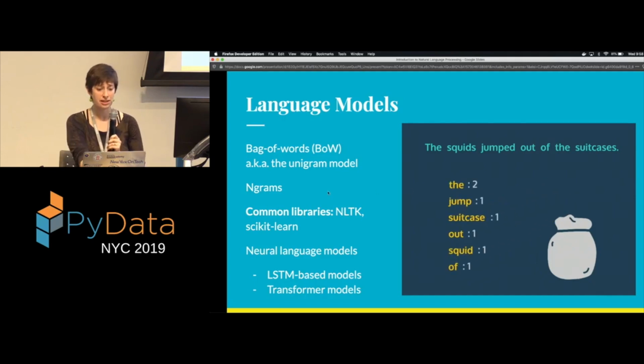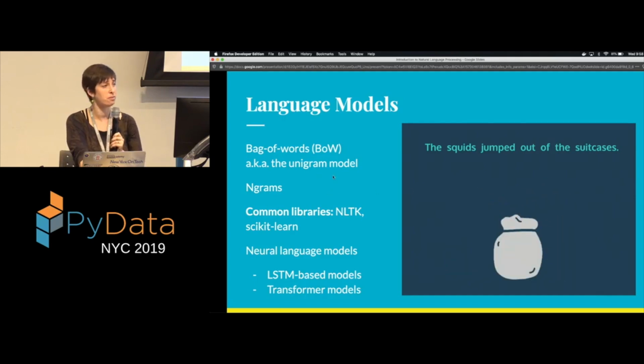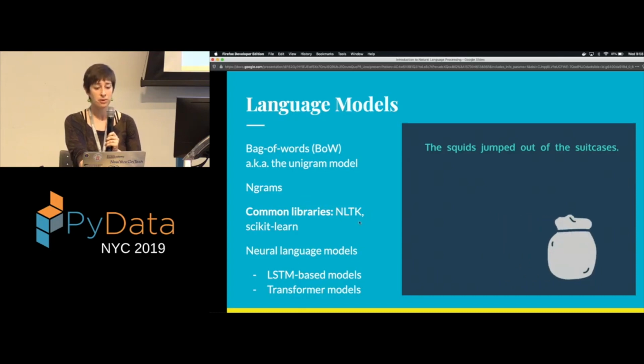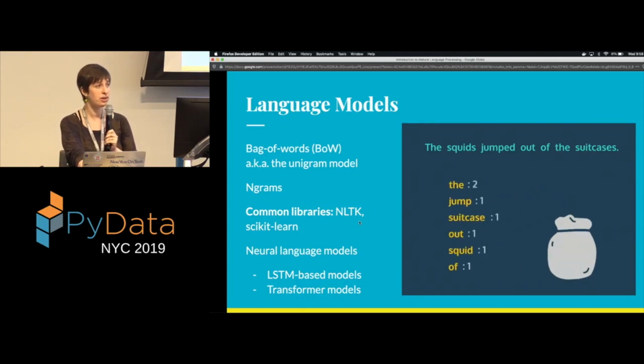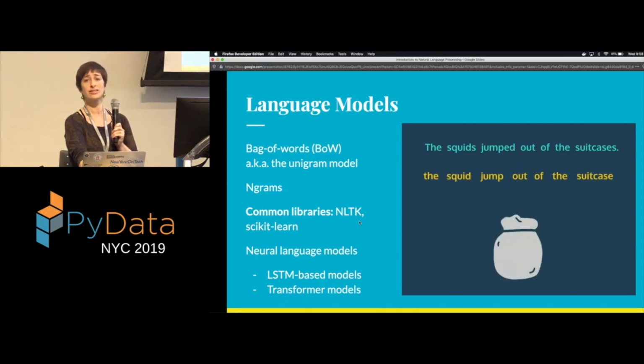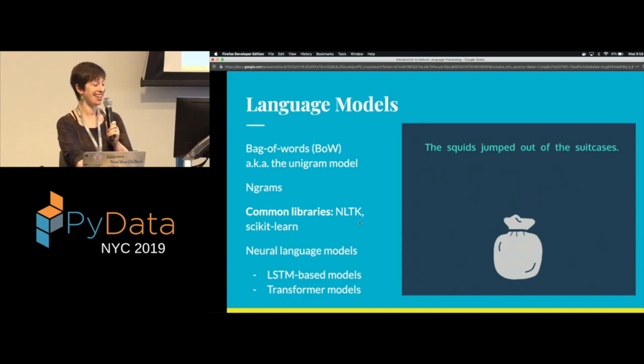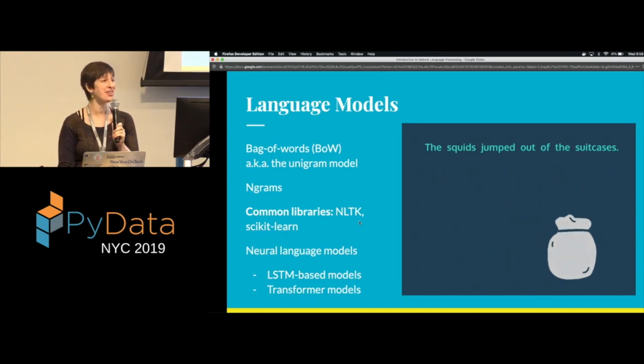So some common libraries that you'll see for both of these models, these are, by the way, statistical language models. These aren't getting into any kind of neural networks or deep learning. So some common libraries are NLTK and scikit-learn. Who here has used scikit-learn before? Pretty much everyone. Not too surprising. Scikit-learn is great for data science in general, including NLP.